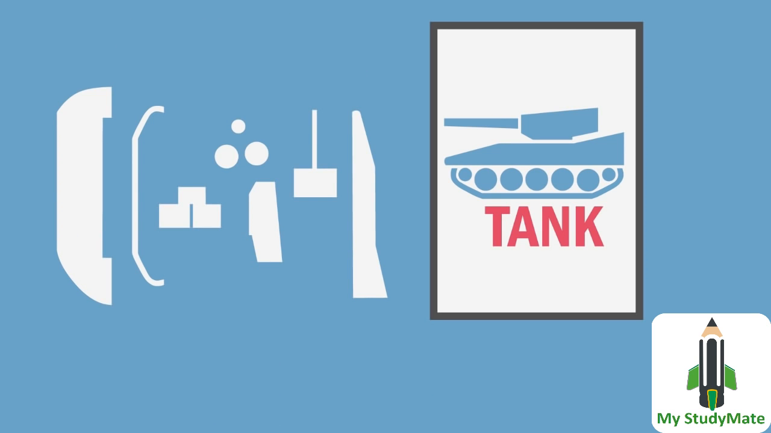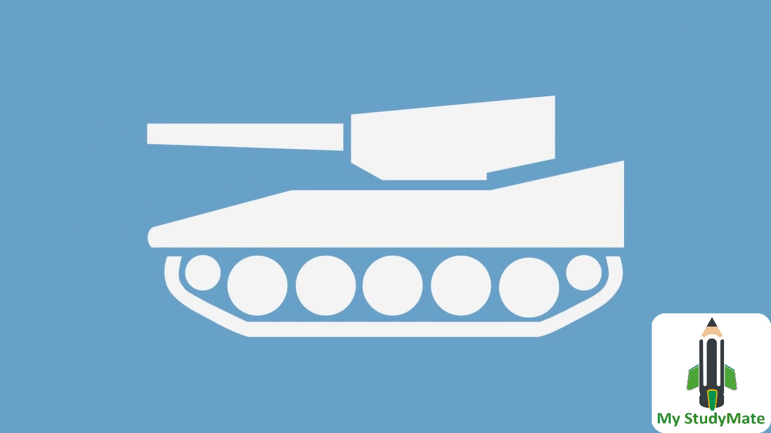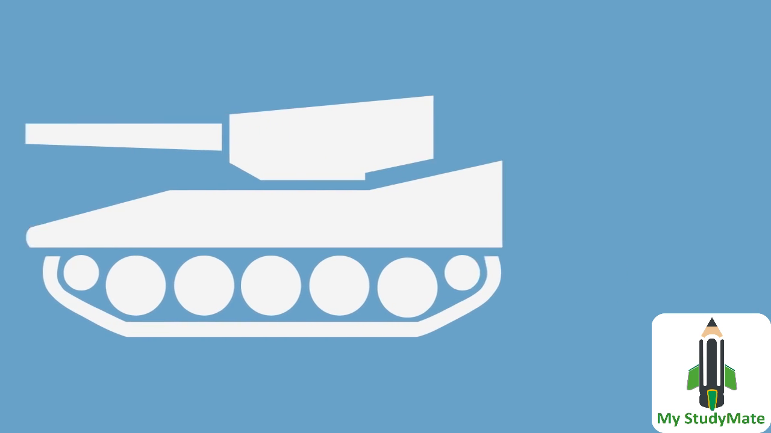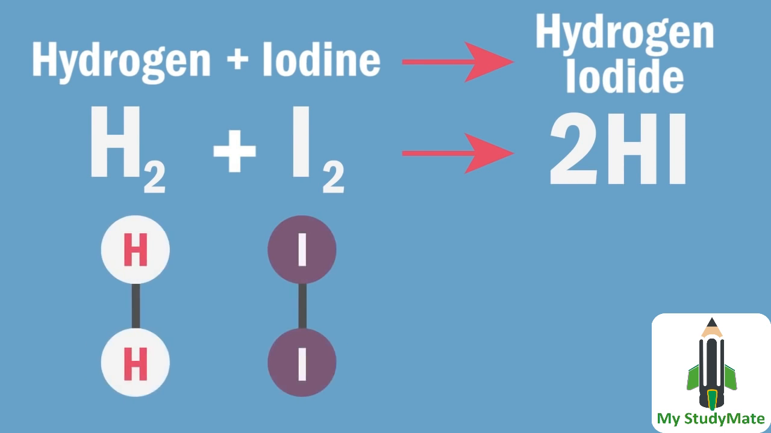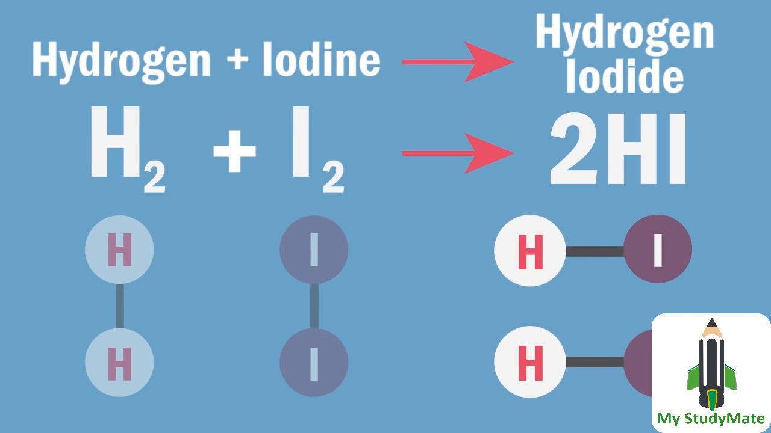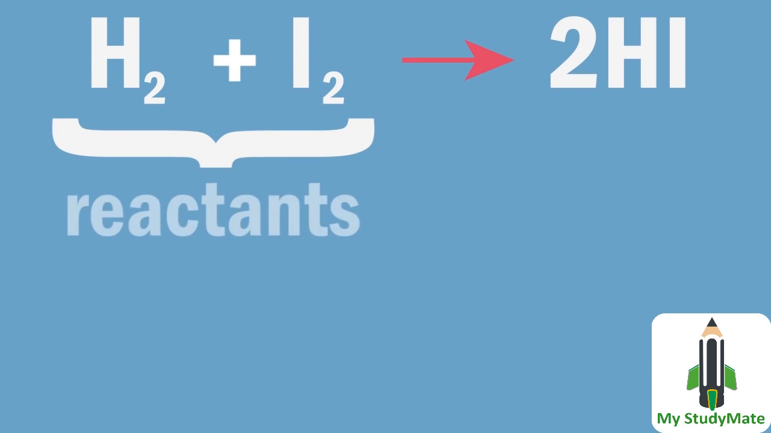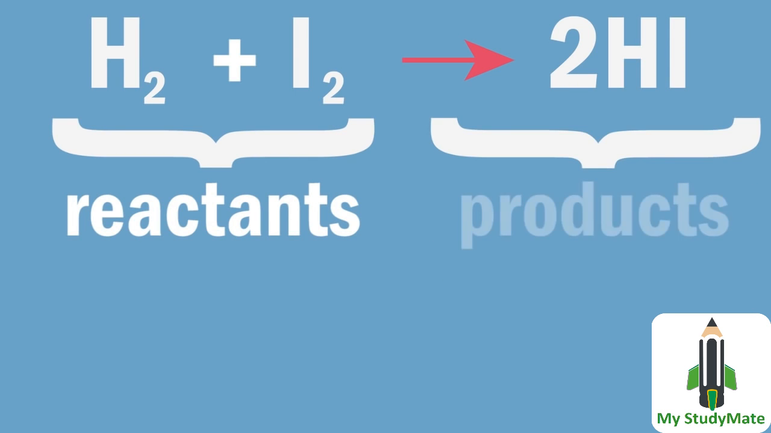You can liken this analogy to what happens in a reaction. Consider the reaction between hydrogen and iodine to give hydrogen iodide. The reactants are what react and are on the left hand side of the arrow in the equation, and the products are what are produced in the reaction and are on the right hand side of the arrow. We can represent what happens in this reaction by the diagram.